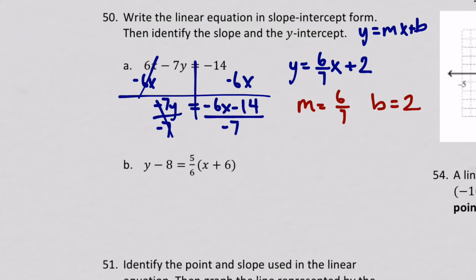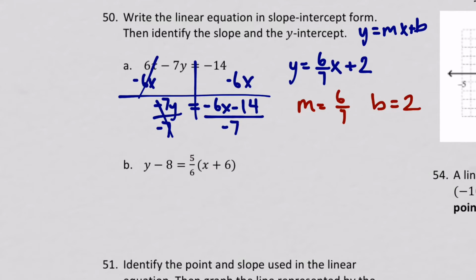Okay, go ahead and try B on your own. Remember, the goal is to isolate the y. You want the y to be by itself, and you want the right side to be mx plus b. You want it to be in this format, okay? Try it. I know there's a fraction, and some of you struggle, but go ahead and try it, and then come back, and I'll show you the correct way of doing it. So take a few minutes to try it, and come back.